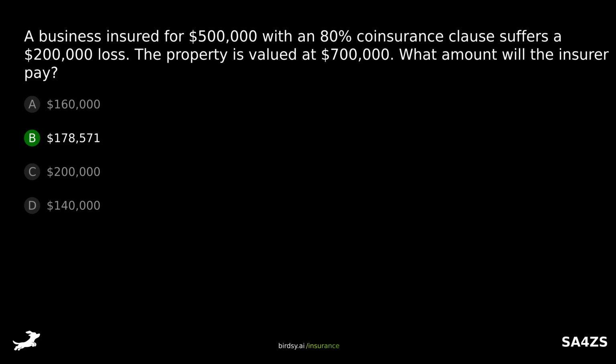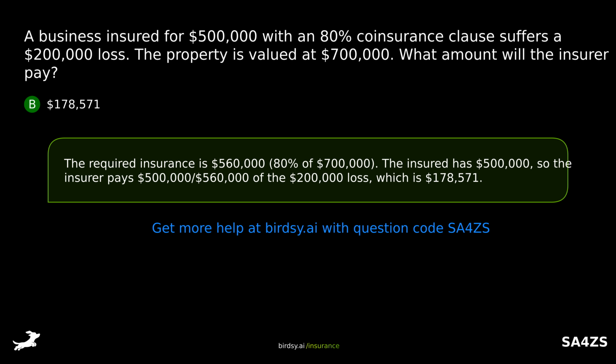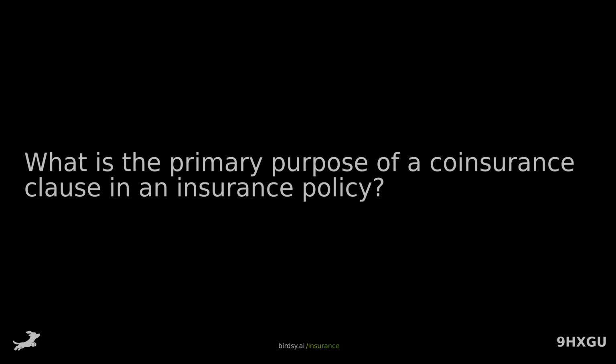$178,571. The required insurance is $560,000. The insured has $500,000, so the insurer pays $500,000 divided by $560,000 of the $200,000 loss, which is $178,571. What is the primary purpose of a coinsurance clause in an insurance policy?